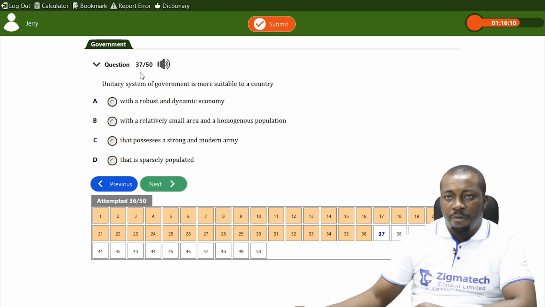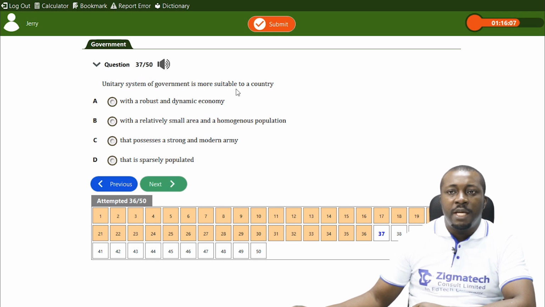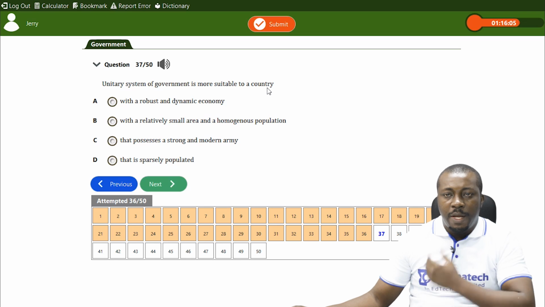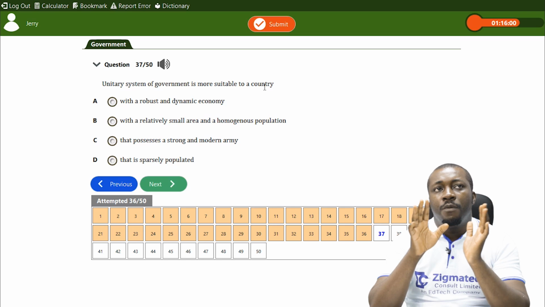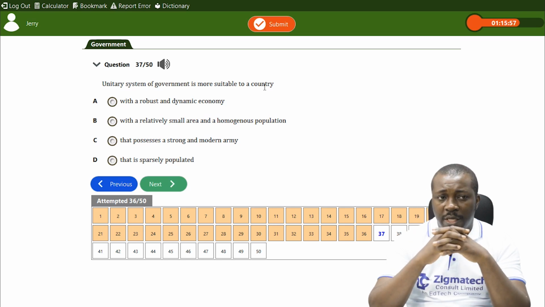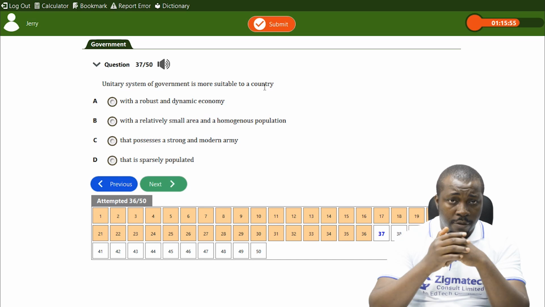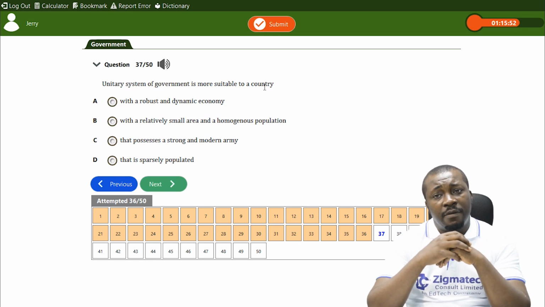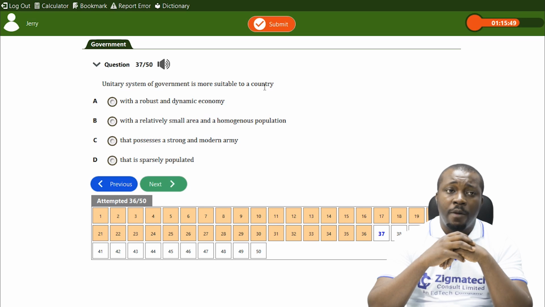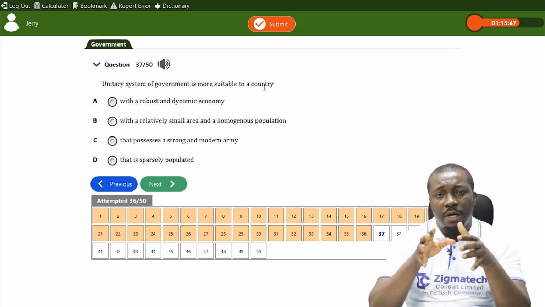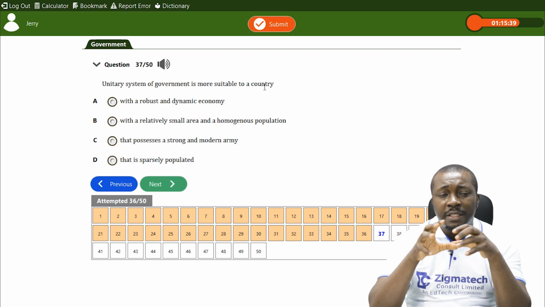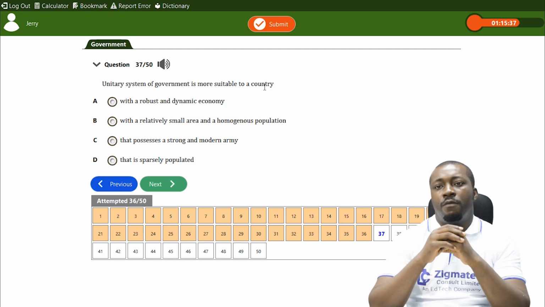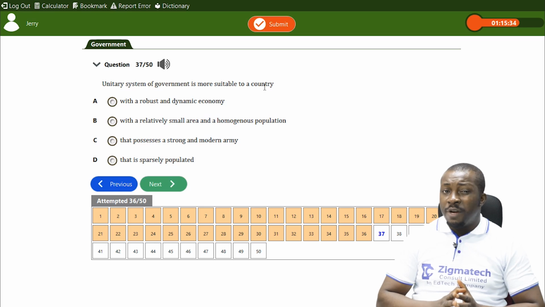Now, the unitary system of government, question number 37. The unitary system of government is more suitable to a country... Now, remember, a unitary system of government is a system where governmental powers are concentrated in the central government, one single authority. And this system is usually applicable to a small country, a small state, usually homogeneous in nature, that is, a state that has people from the same ethnic group. So when you have that, you can run a unitary system.